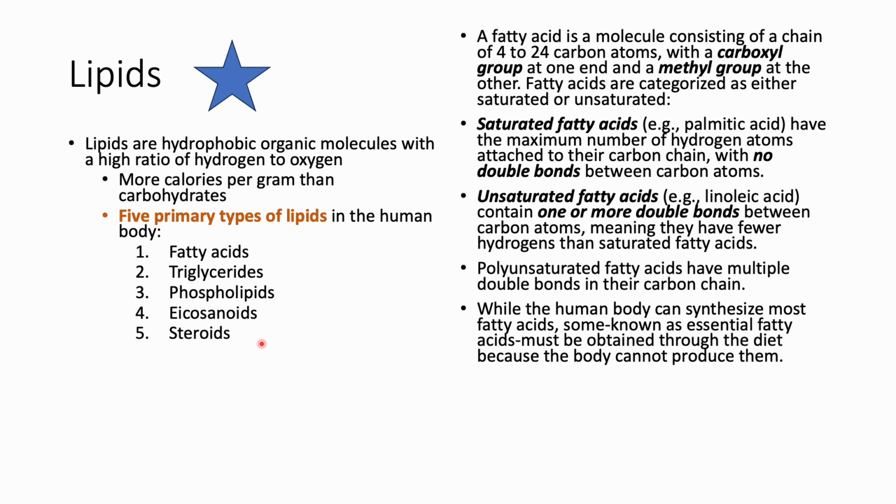So a fatty acid has a 4 to 24 carbon chain with a carboxyl group, hopefully we know what functional group that is, and a methyl group at the end. And fatty acids are categorized as either being saturated or unsaturated. Saturated means it has no double bonds between the carbon atoms. Unsaturated, it has one or more double bonds in a carbon chain. Polyunsaturated fatty acids have multiple double bonds in their carbon chain. All right, so that's what we need to know.